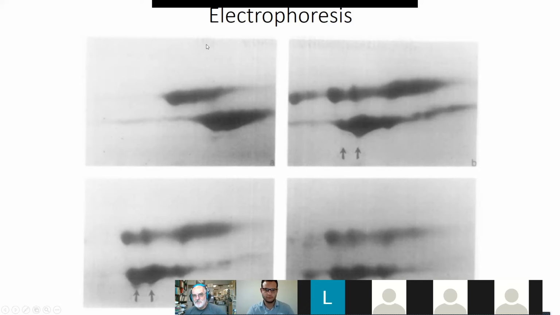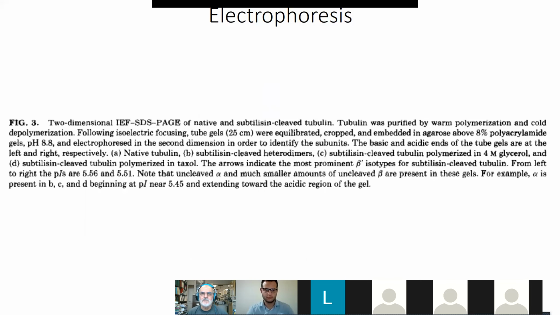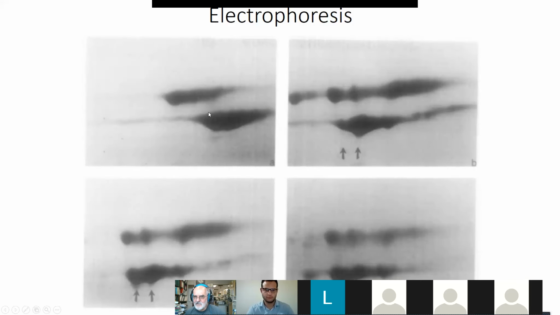And so what happens is you cut off the carboxy tail, and now you're down to the base sequence without the last 20 or so amino acids. And then you can identify different bands corresponding to subtilisin-cleaved beta or alpha tubulin. Okay, now in this series of papers, we actually could isolate individual isotypes by various techniques involving affinity columns, and then subject them to exactly the same sorts of patterns.